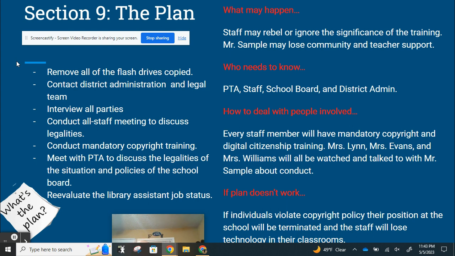Every staff member will have mandatory copyright and digital citizenship training. Mrs. Lynn, Mrs. Evans, and Mrs. Williams will all be watched and talked to see if their actions change. If individuals violate copyright policy, their position at the school will be terminated and the staff will lose the technology in their classroom as a result.